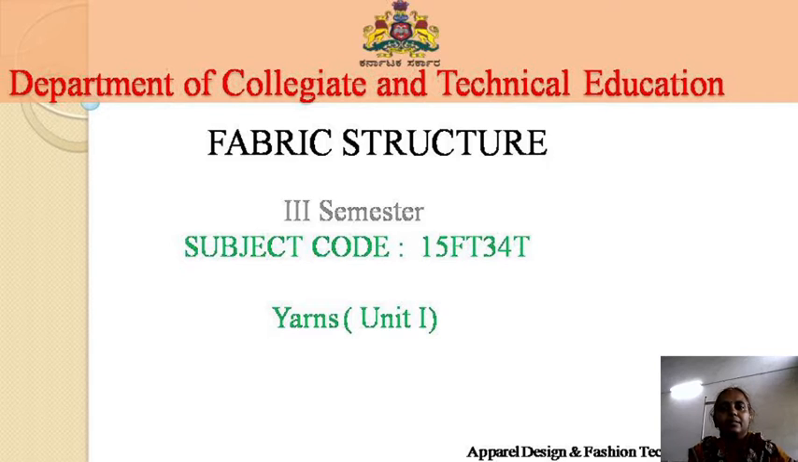Yesterday's session we learnt about the definition of yarn and the properties of yarn. Today's session is the second session, fabric structure. Subject code is 15 FT 3040. First unit, yarn. It is a third semester subject. Today is the second session.